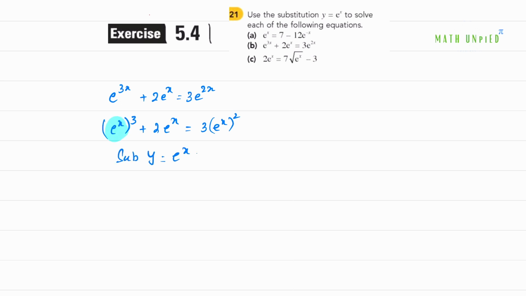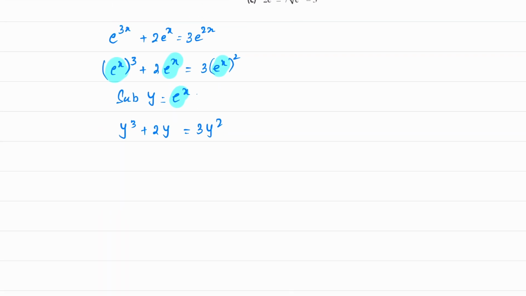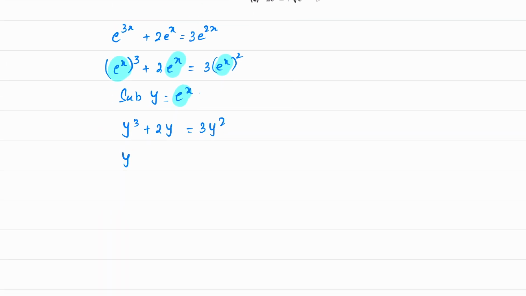Now, so this equation will become y cubed plus 2y equals 3y squared. Now we'll bring everything to the left hand side. Y cubed minus 3y squared plus 2y equals 0. We can take y as common element outside the whole equation. Now this is y squared minus 3y plus 2 equals 0. This is the equation which we need to solve.